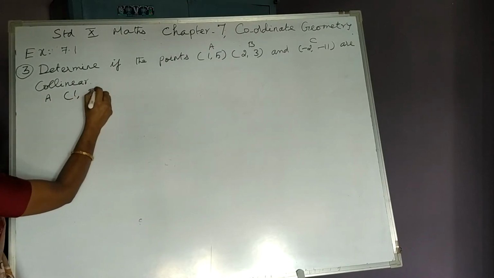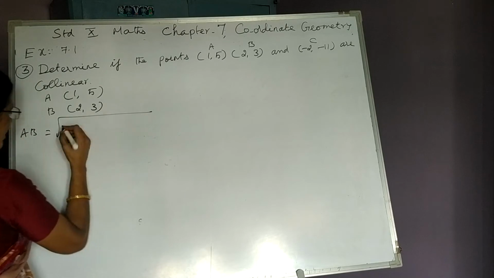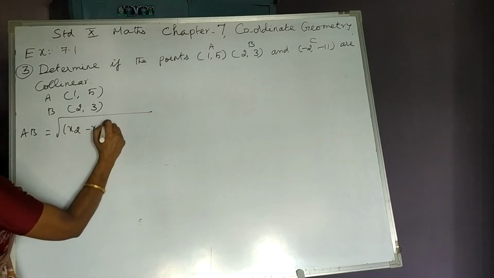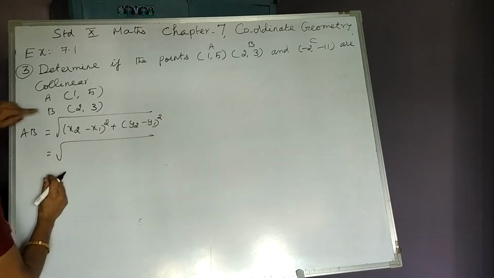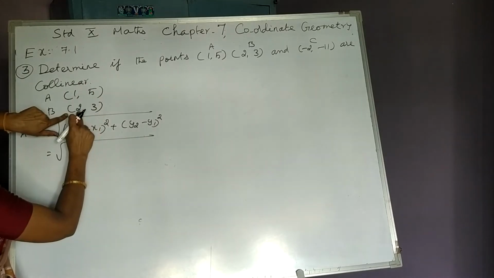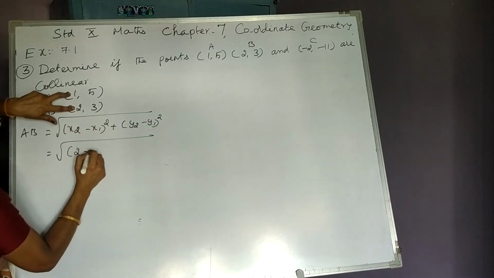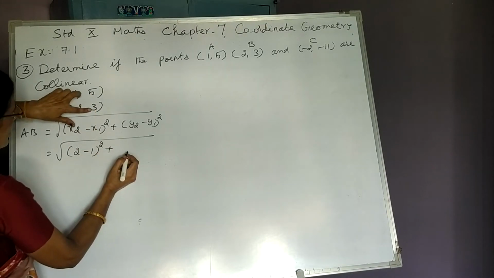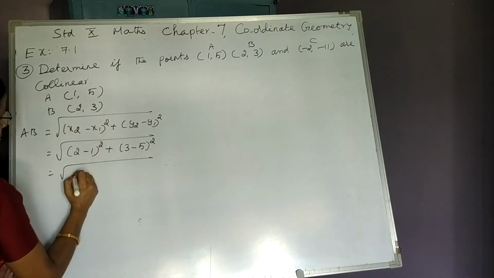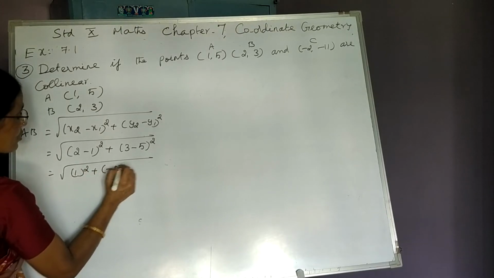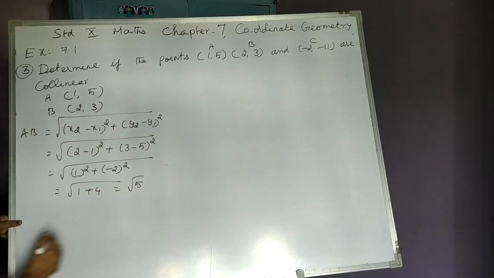A is (1, 5) and B is (2, 3). Now you all understood how to do the substitution. The formula is square root of (x2 minus x1) the whole square plus (y2 minus y1) the whole square. Here I take this as x1, y1, x2, y2. It is the difference of the x coordinate, x2 minus x1, 2 minus 1 the whole square, plus y2 minus y1, 3 minus 5 the whole square, which is equal to 1 square plus (minus 2) square. We get here 1 plus 4, which is equal to root of 5.